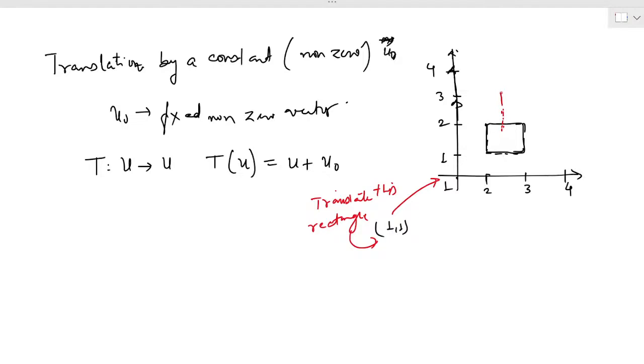So by translation by 1, 1 I mean, instead of, let's say here it is 2, it will start from 3. And the y-axis is also, so 1, 1 means what? Along the x-axis 1 would be added, along the y-axis also 1 would be added, right?